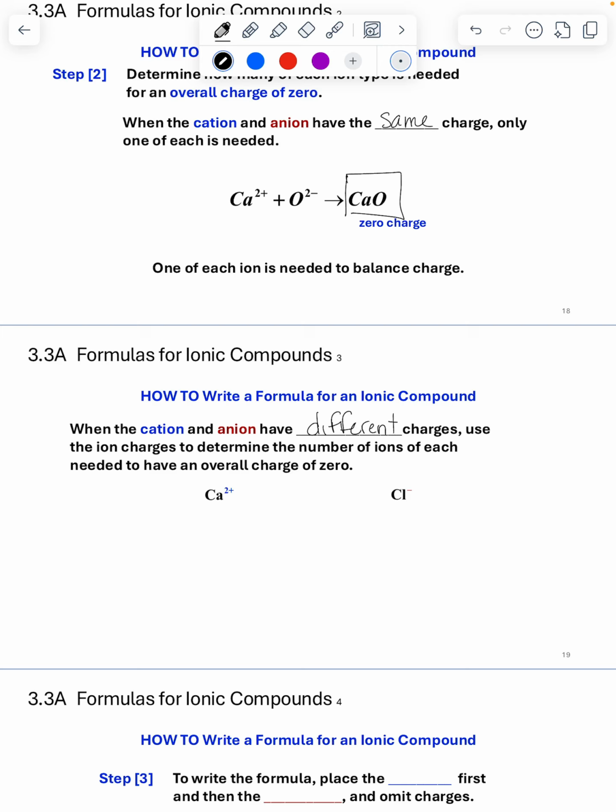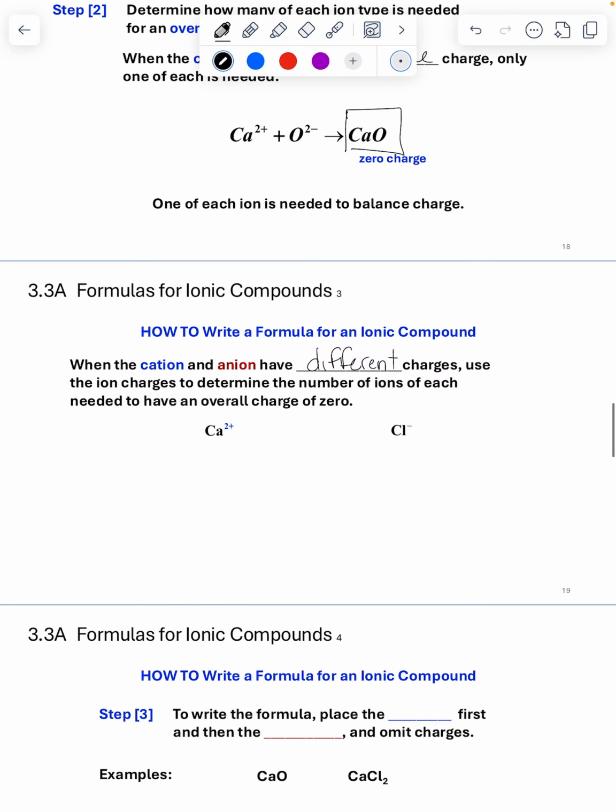Calcium ion, 2 plus ion, and chloride with a -1 charge. And so here we have 2 plus and -1. We add those together, we see that it does not equal 0. And so we want to think about what is the least common multiple. What's the smallest number that both of these have in common? When we think of our multiples of 2, we see 2, 4, 6, 8, and so on. When we think of our multiples of 1, it's 1, 2, 3, 4. And so the least common multiple between the two is the number 2.